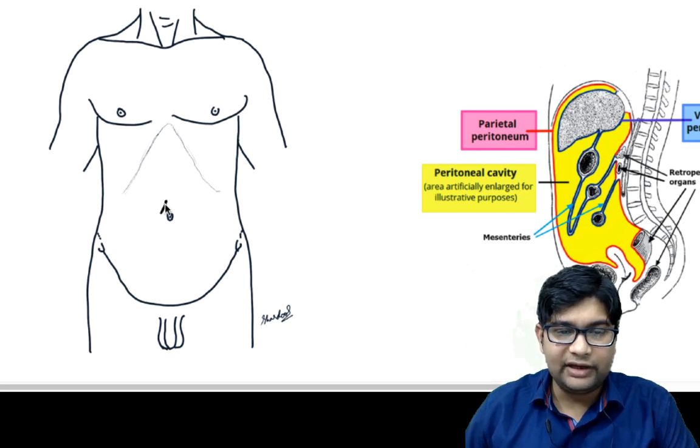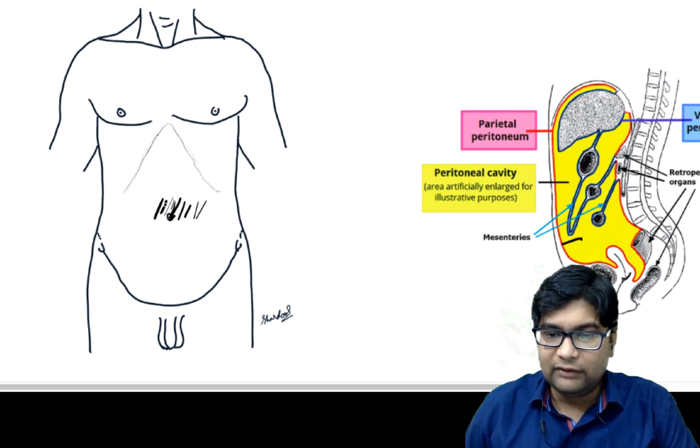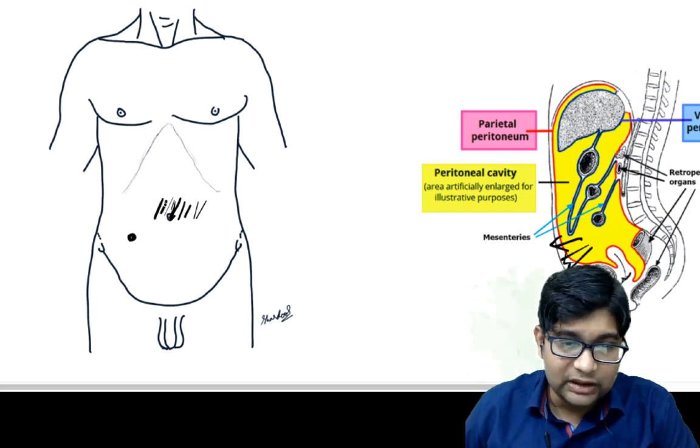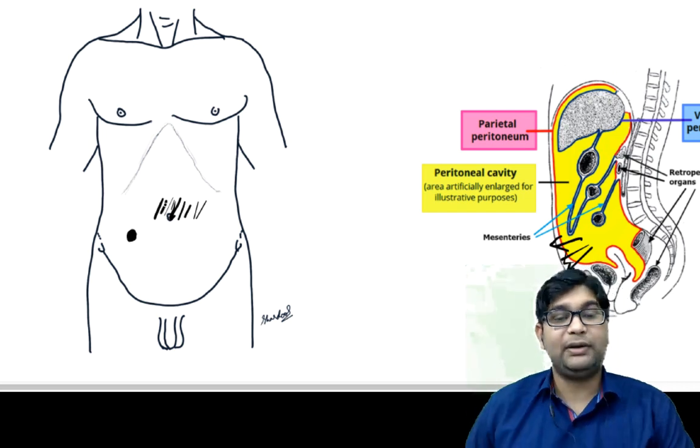Initially, there was a vague aching pain around the umbilicus, but once it involves the parietal peritoneum, then pain will be localized at the site where the appendix is.